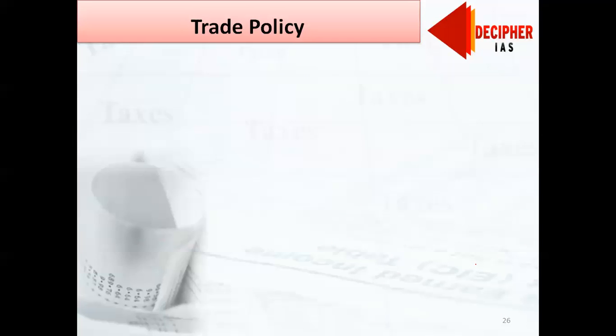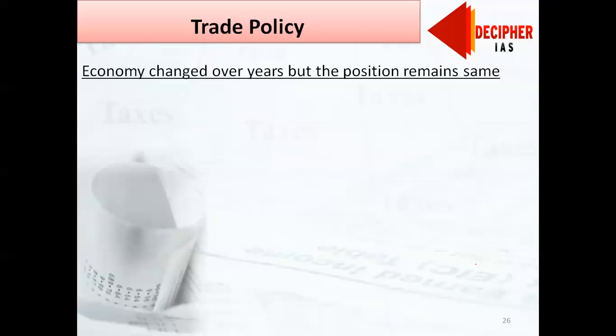Now coming to the other topic, the trade policy of India. Our economy has changed over the years, but the trade policy and the positions we have taken have not changed with the economic turmoil or the economic changes that we have experienced in India.